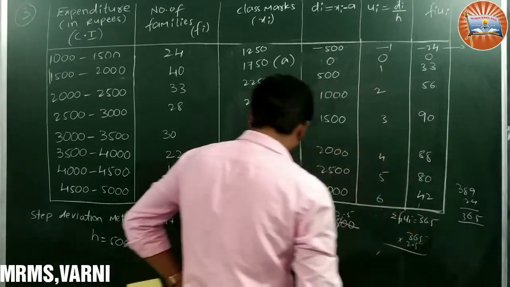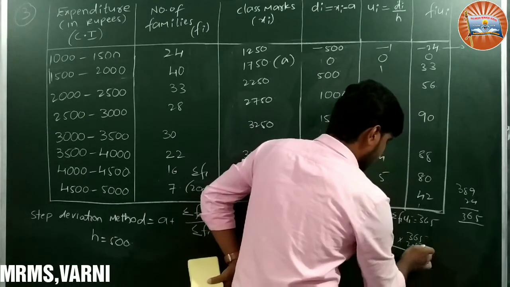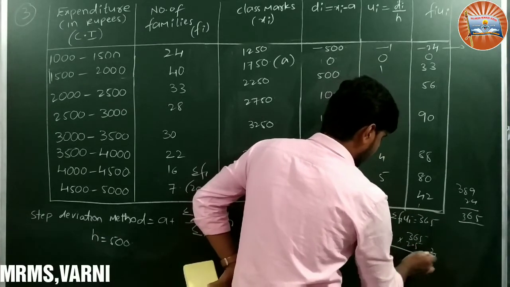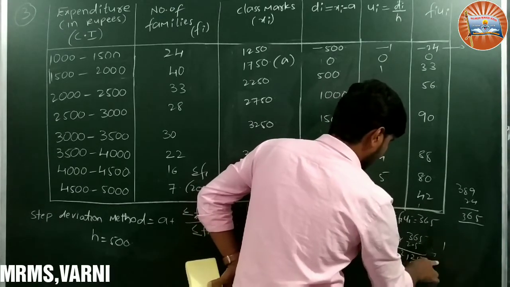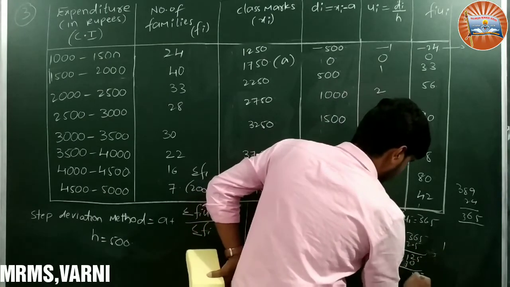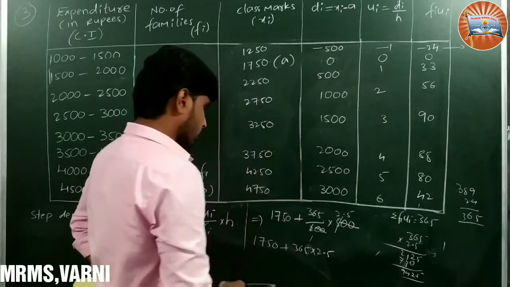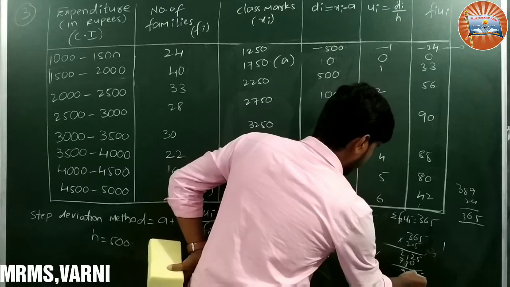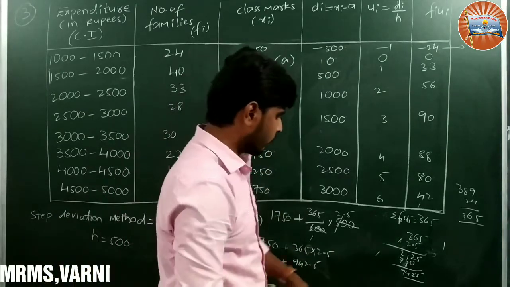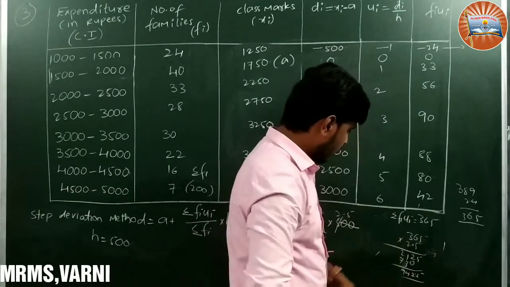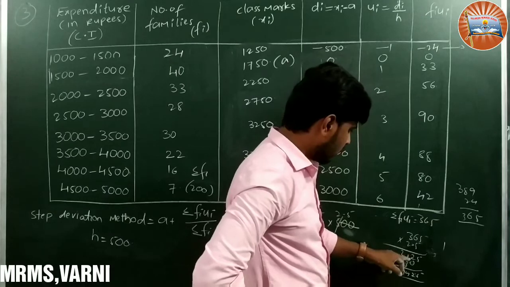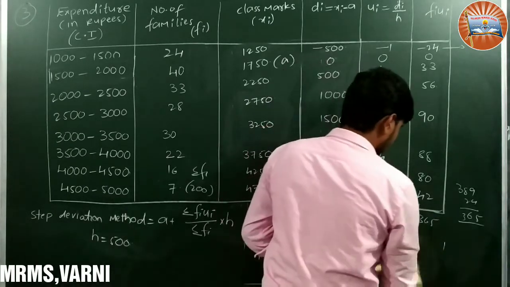5 fives are 25, 2 carry. 5 sixes are 30, 32 here, 3 carry. 5 threes are 15, 18. Shall we check once again? It is only confusion.